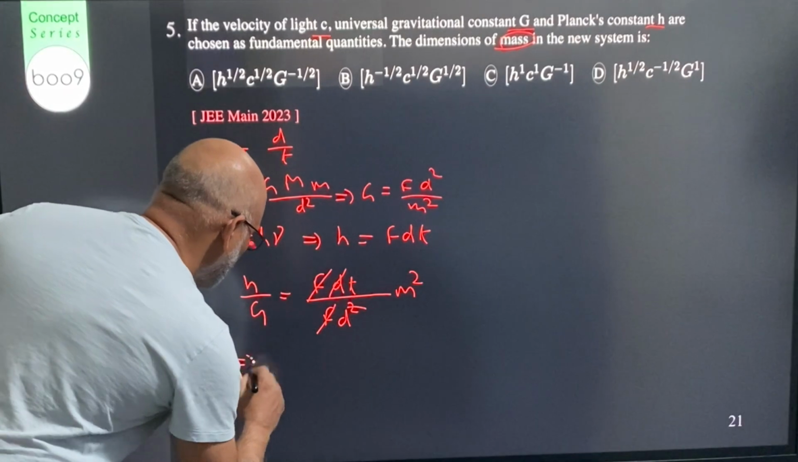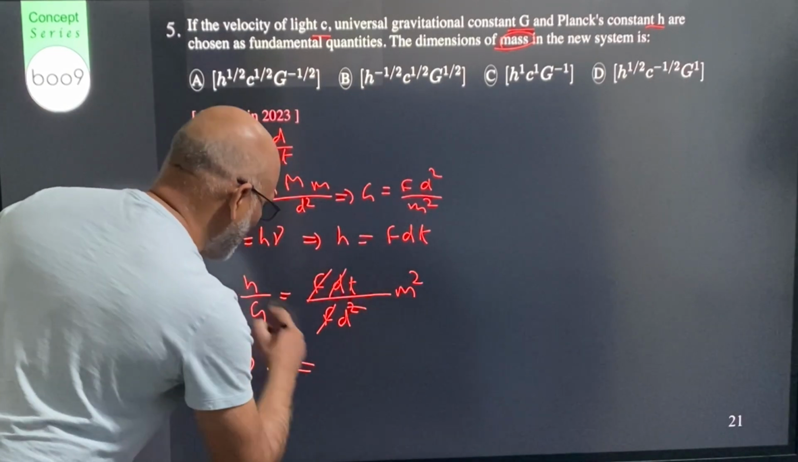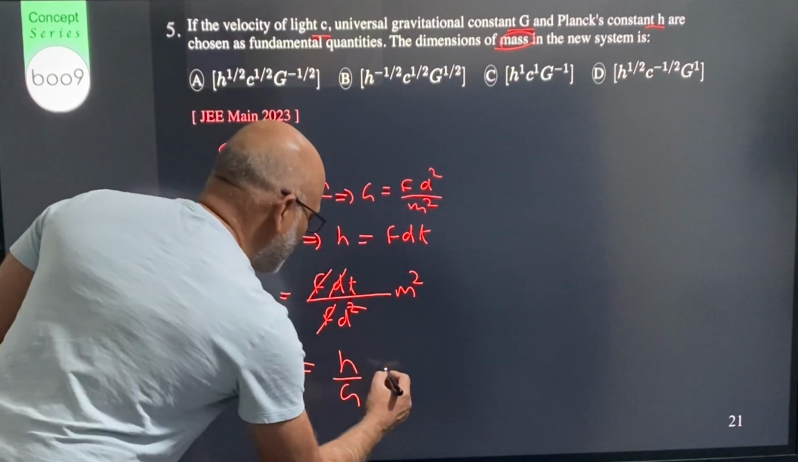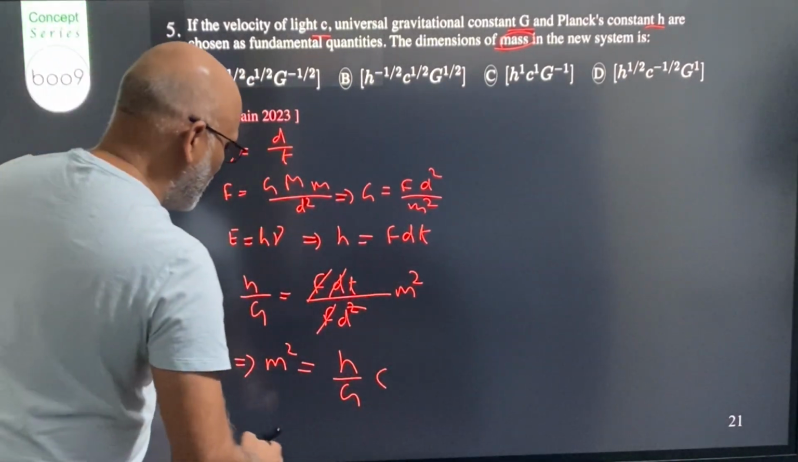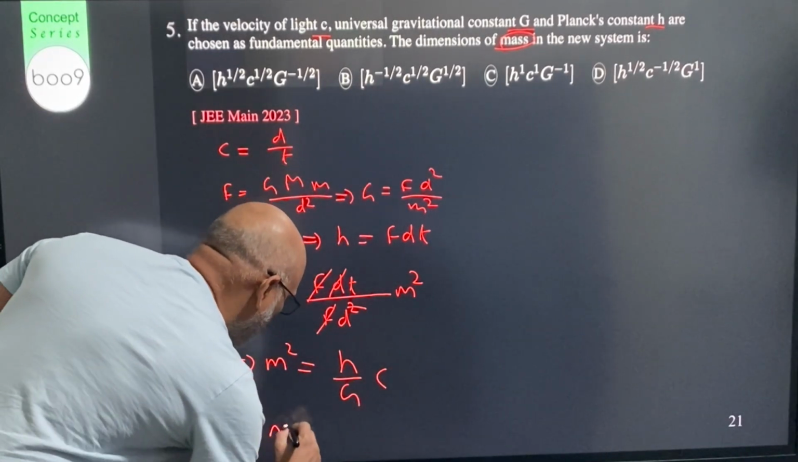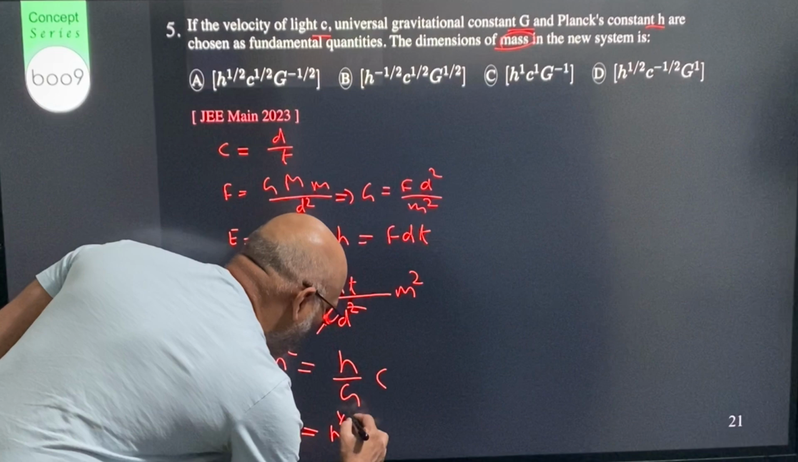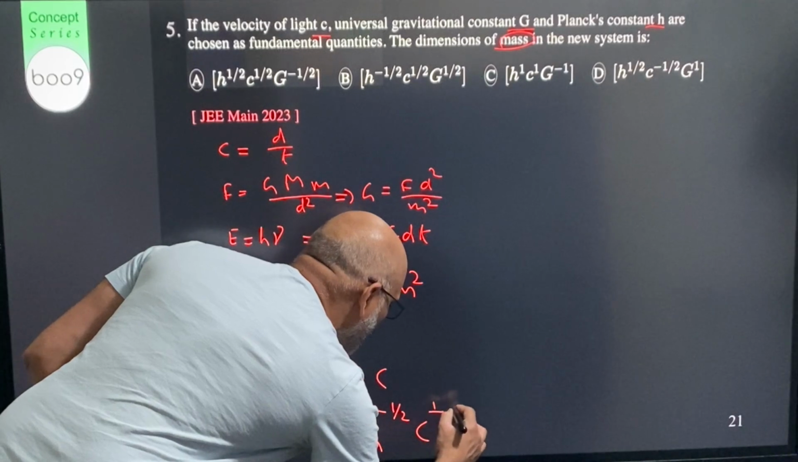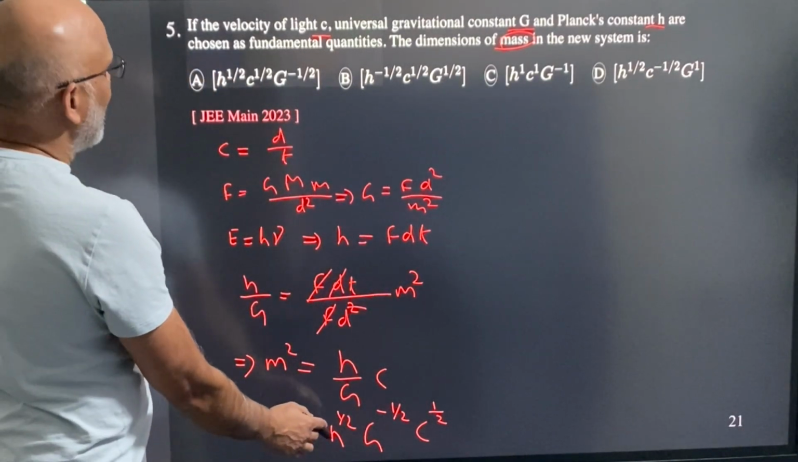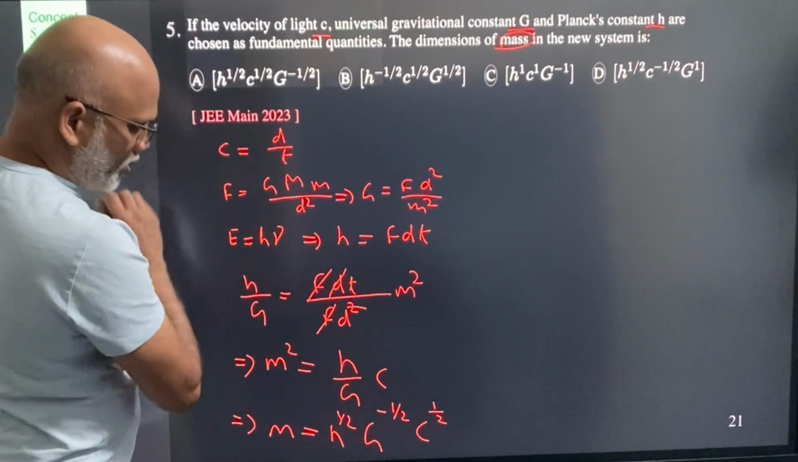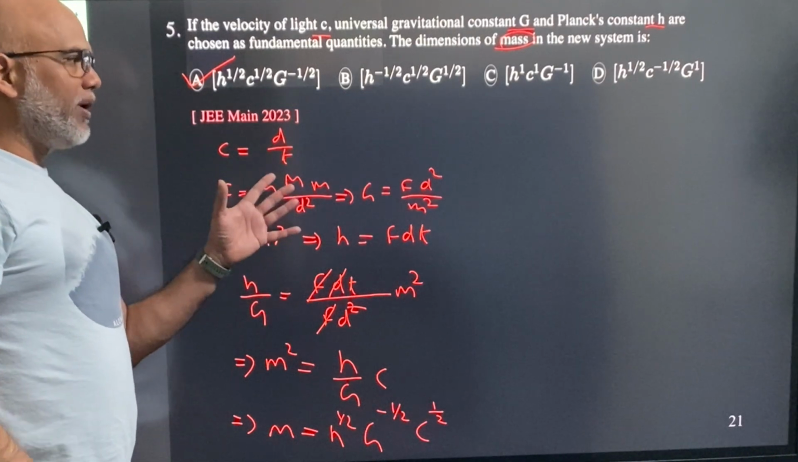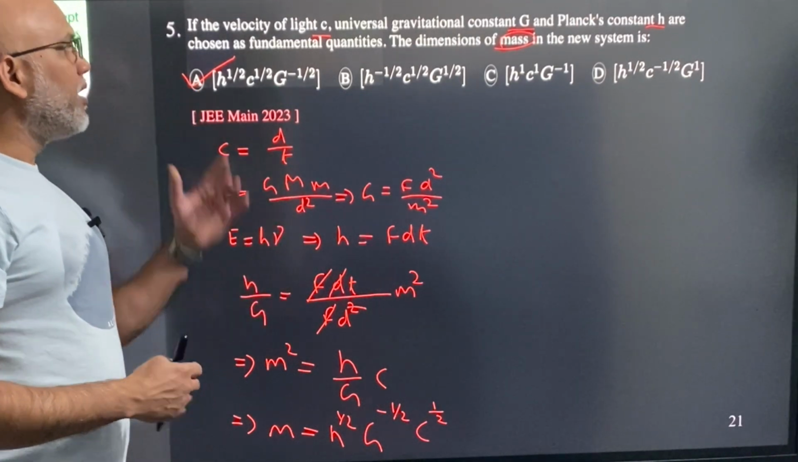So m squared then is going to be h over g, and then c, right? d over t is c. So this gives me m is equal to h to the power half, taking the square root on both sides, g to the power negative half, and c to the power half, right? h to the power half, c to the power half, g to the power negative half, then a is the correct choice. You can also try the normal approach and write down the linear equations and make sure that you get the same answer.